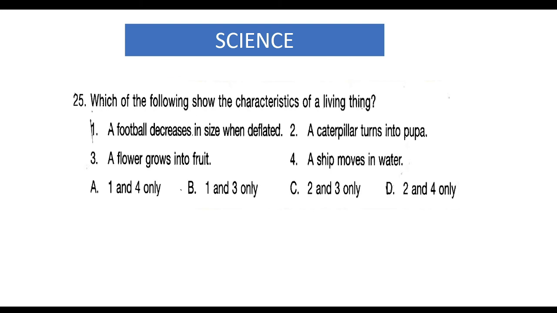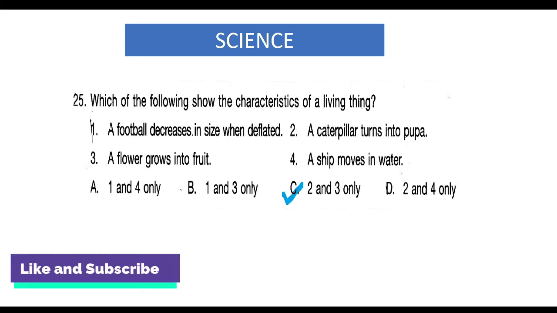Question 25. Which of the following shows the characteristics of a living thing? A football decreases in size when deflated. A caterpillar turns into a pupa. A flower grows into fruit. A ship moves in water. So the right answer for this question is option C. A caterpillar turns into a pupa and a flower grows into fruit show the characteristics of a living thing.